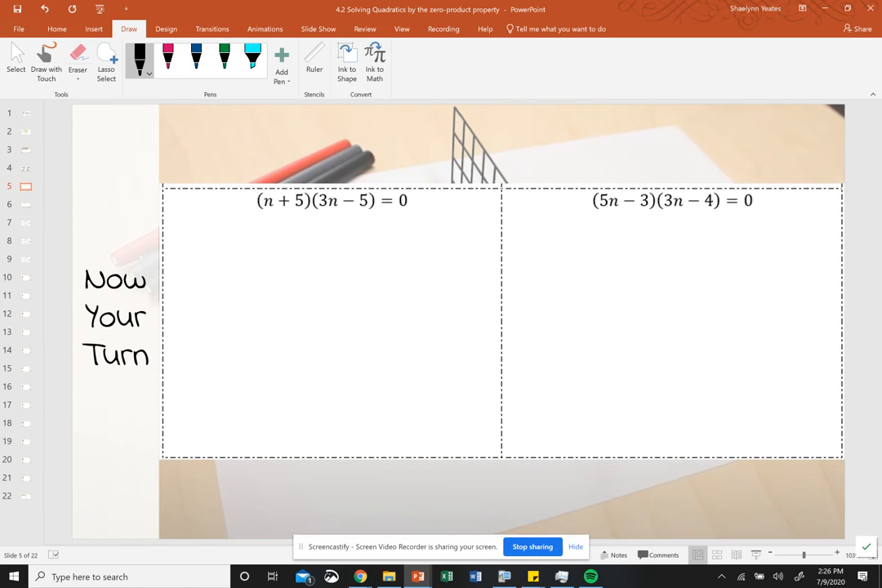All right, so now I want you to go ahead and try this one, and then we'll meet back together and practice factoring before being able to do this. Okay, thanks.